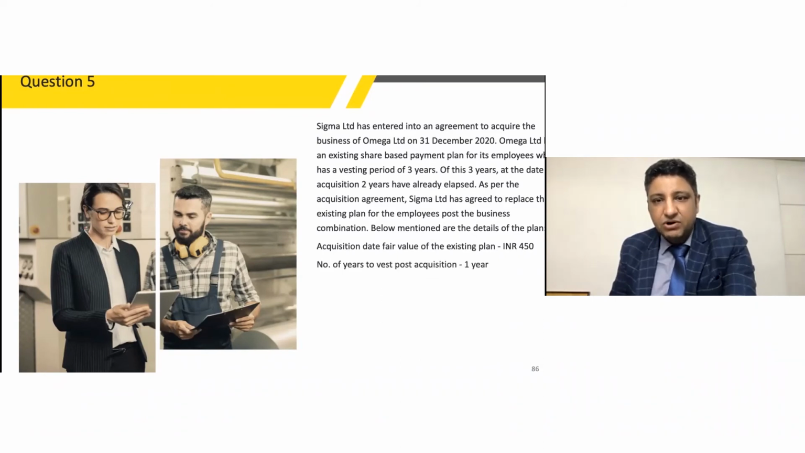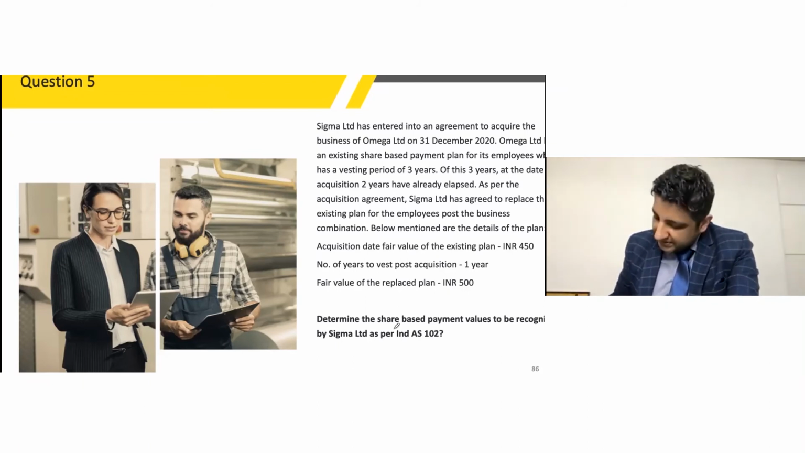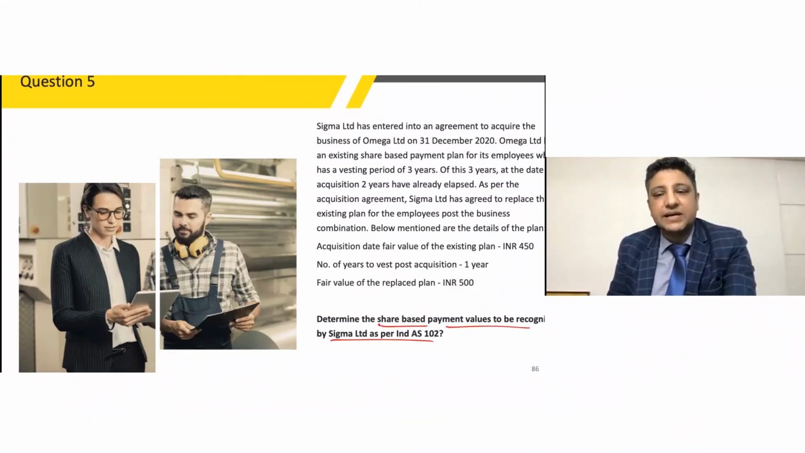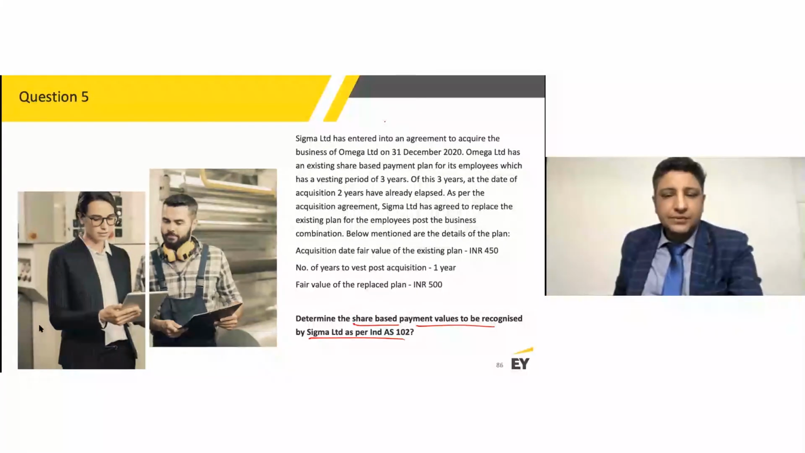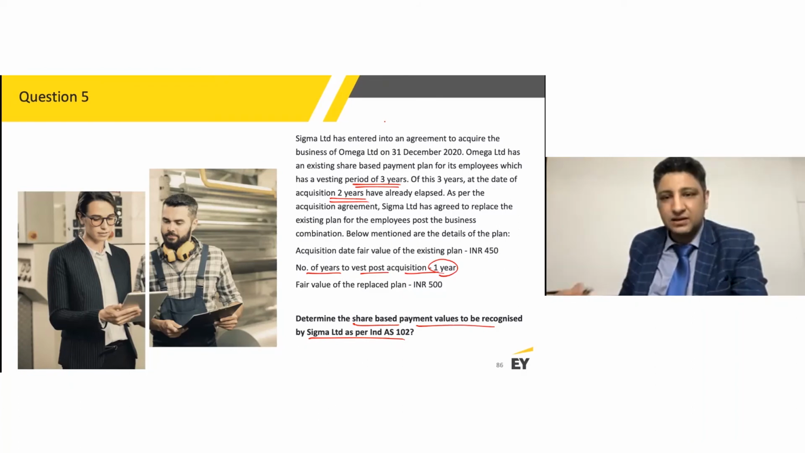Acquisition date fair value of the existing plan is 450 rupees. Number of years to vest post acquisition is 1 year. Fair value of the replaced plan is rupees 500. The question says, determine the share-based payment values to be recognized by Sigma Limited as per Ind AS 102. Now, in this question, what you would like to remember is that there is an overall vesting period of 3 years and 2 years are already gone by. That's the first point that you would like to remind yourself. Of course, the number of years to vest post acquisition is 1 year. Okay, so how you look at the value is important.